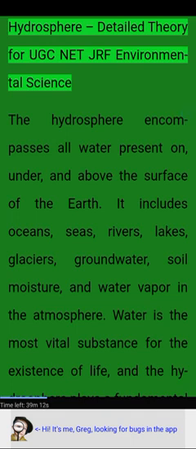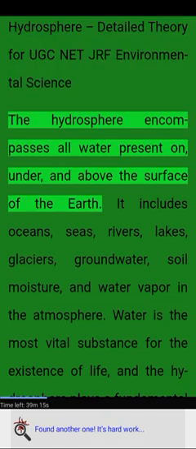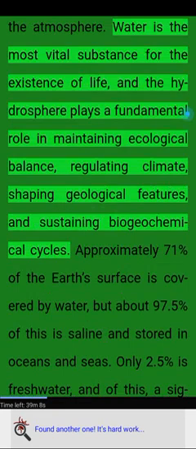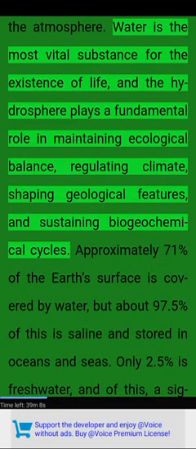Hydrosphere. Detailed theory for UGC NET JRF Environmental Science. The hydrosphere encompasses all water present on, under, and above the surface of the Earth. It includes oceans, seas, rivers, lakes, glaciers, groundwater, soil moisture, and water vapor in the atmosphere. Water is the most vital substance for the existence of life, and the hydrosphere plays a fundamental role in maintaining ecological balance, regulating climate, shaping geological features, and sustaining biogeochemical cycles.